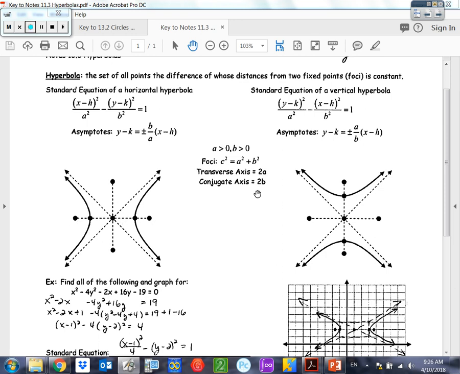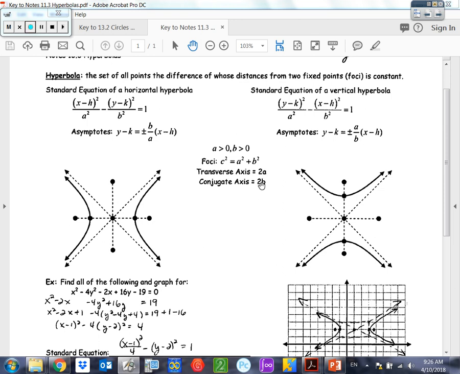The conjugate axis is kind of this imaginary axis over here. It doesn't really connect any of the curve together. It just helps us with our structure. I call it a scaffold. It helps us to draw our hyperbola.